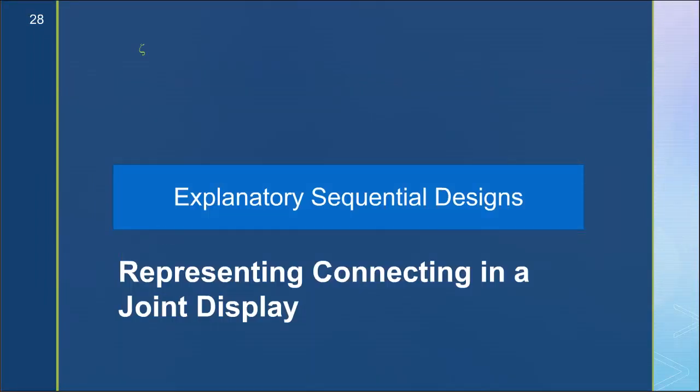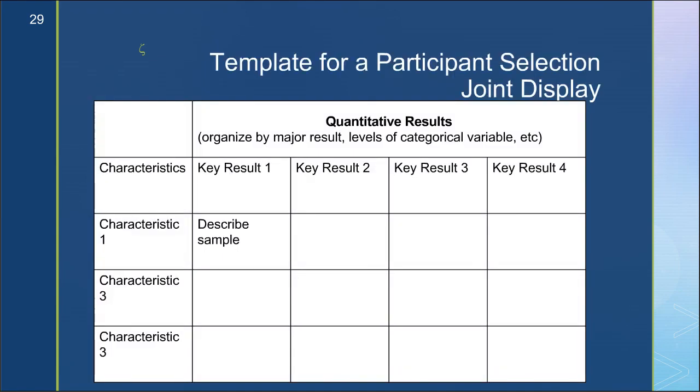So moving on then to an explanatory sequential design in representing connecting in a joint display. So first we might think about a participant selection joint display. So the idea here is that we want to be systematic as far as how we're using our initial quantitative results to plan that qualitative follow-up study, and in particular, how we're using that to determine who we want to talk to or who we want to sample.